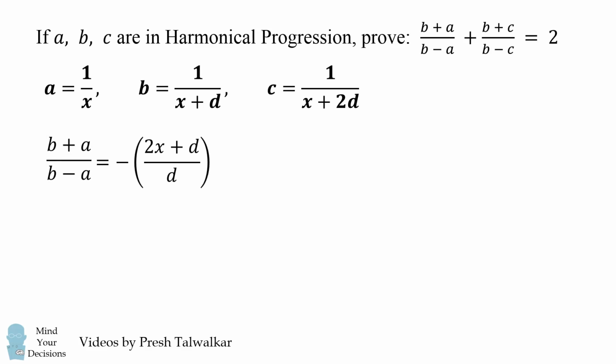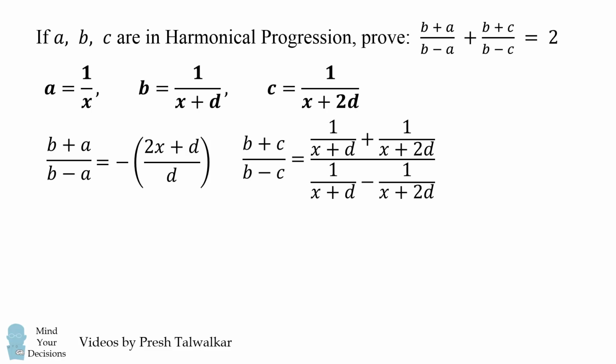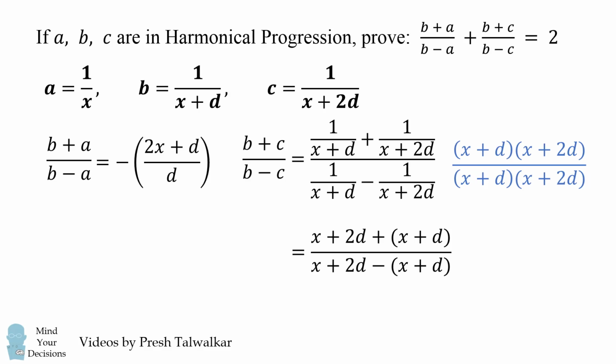Now let's simplify b plus c over b minus c. We'll substitute in our terms of the harmonic progression, and now we'll use the same trick to simplify. We'll multiply the numerator and denominator by the quantity x plus d multiplied by the quantity x plus 2d. The numerator becomes x plus 2d plus the quantity x plus d, and the denominator becomes x plus 2d minus the quantity x plus d. This simplifies to be 2x plus 3d all over d.